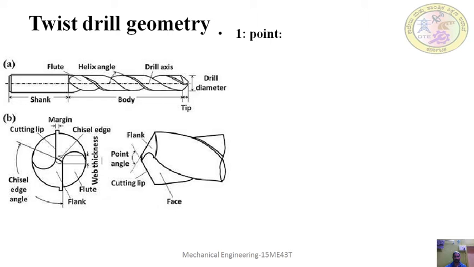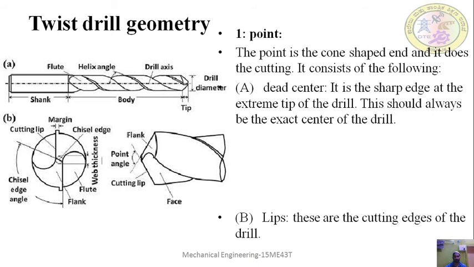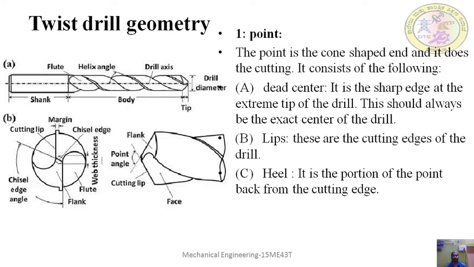First one is point. The point is the cone-shaped end, and it does the cutting. It consists of the following parts: dead center, lips, and heel. You can see in this geometry, this cone-shaped end, the end where it meets, this portion is called the point.